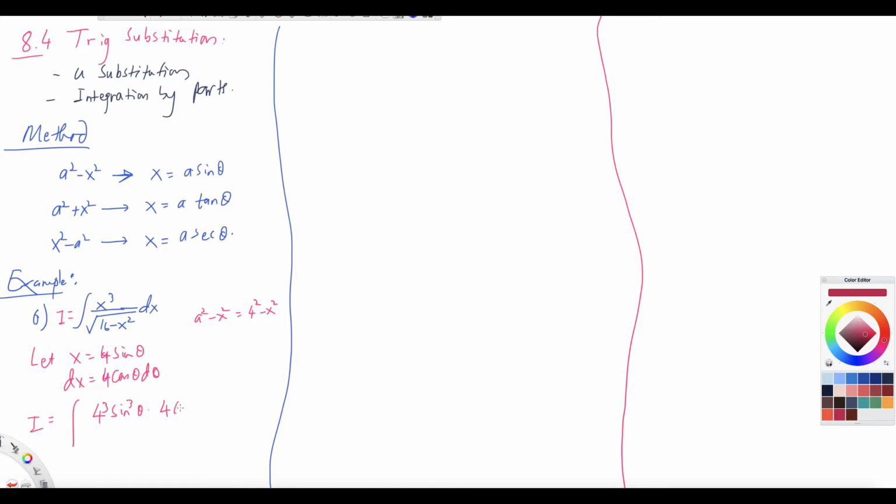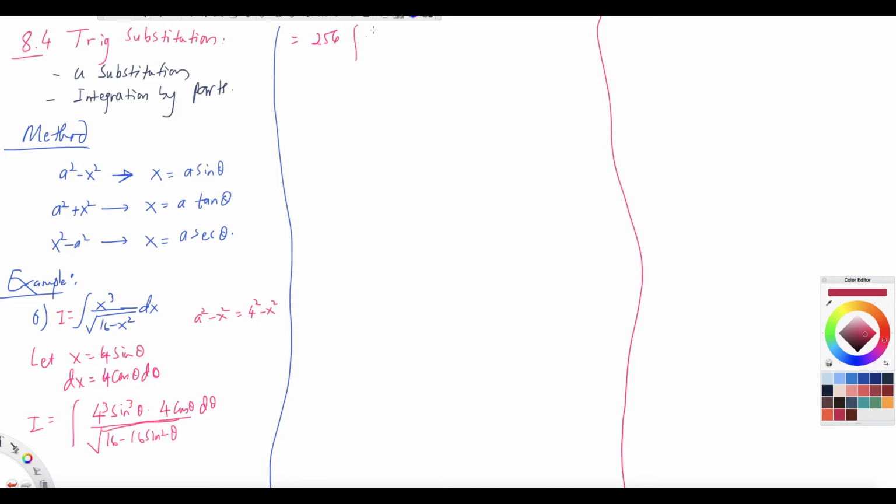So 4 cosine theta d theta over, what do you get in the denominator? 16 minus x squared will be 16 sine squared theta, right? Sine squared theta. You see that? So continue here. How much is 4 cubed? It is 64 times 4, right? So 64 times 4 is 256.